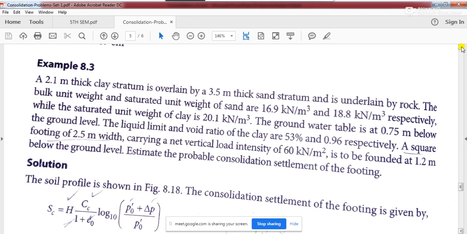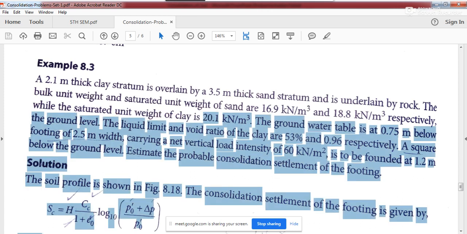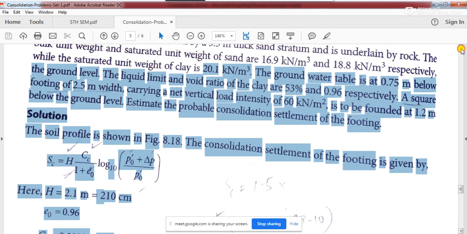The bulk unit weight, so bulk unit weight means gamma bulk is given over here. So bulk unit weight and saturated unit weight, so saturated unit weight means gamma sat is given, and they are respectively 16.9 kilonewton per meter cube and 18.8 kilonewton per meter cube, while the saturated unit weight of clay is 20.1 kilonewton per meter cube. See very carefully, you should read this.